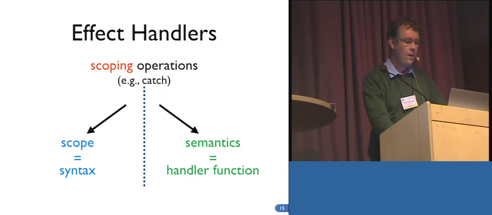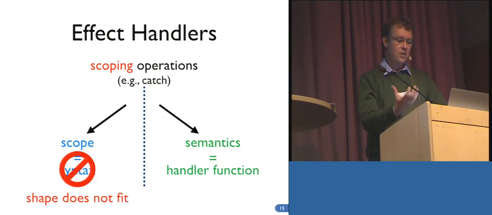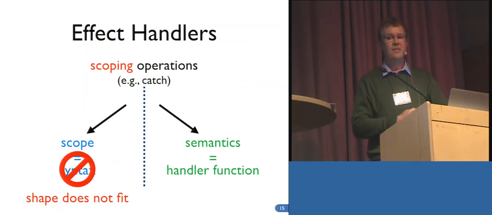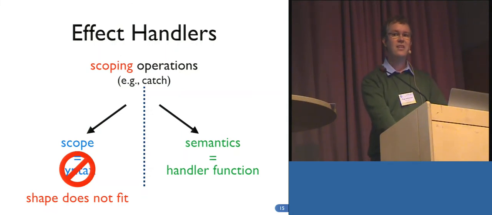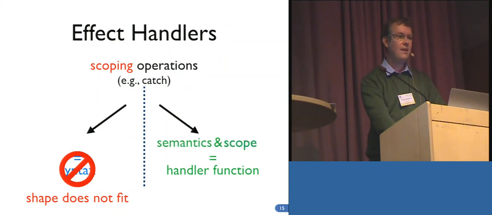Well, this doesn't work because these operations like catch, they don't fit the required functor shape that is demanded for all operations. And that means we cannot express them as syntax. And that's a pity, but there's a workaround that's already been used a lot, which is to say, well, if we can't have the syntax part, let's do everything in the handler function. Let's have it both handle semantics and also define the scope for us. And that's the solution we're actually working with here.